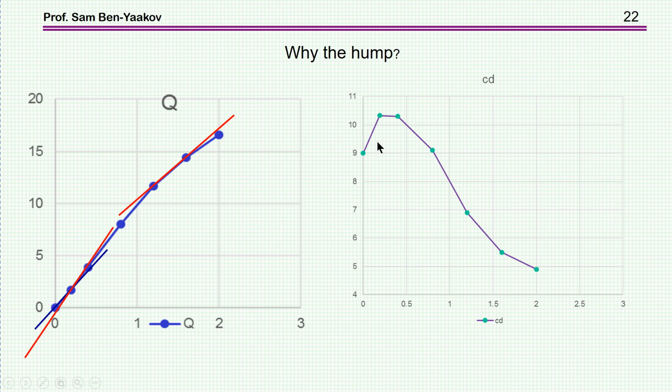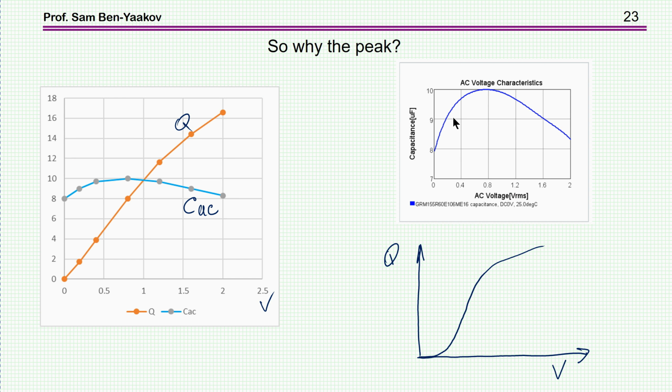We have resolved the question about this hump and we have seen that the reason for the hump is the changing slopes in this Q as a function of V curve. We can now explain also the reason for this peak in this large signal capacitance. And again, the reason is the behavior of the Q as a function of V curve. This one is the one reconstructed. This is just for demonstration. I'm talking now about the large signal capacitance.